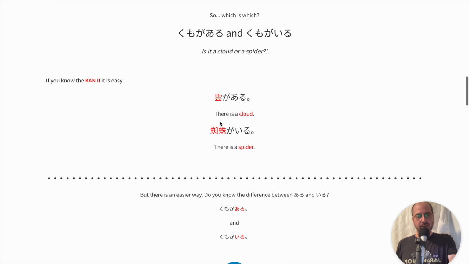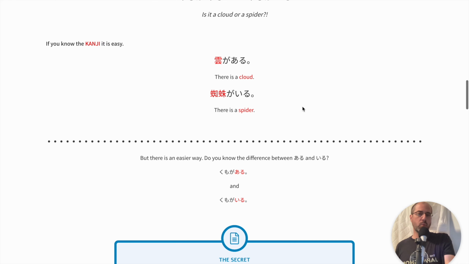But if you have the kanji and you can read it, so this is a fairly common kanji for cloud, and this isn't used as much. Sometimes that's written in kana. But if you have the kanji, it's very clear the meaning. But even without the kanji, because of the aru and iru, we know what we're talking about.